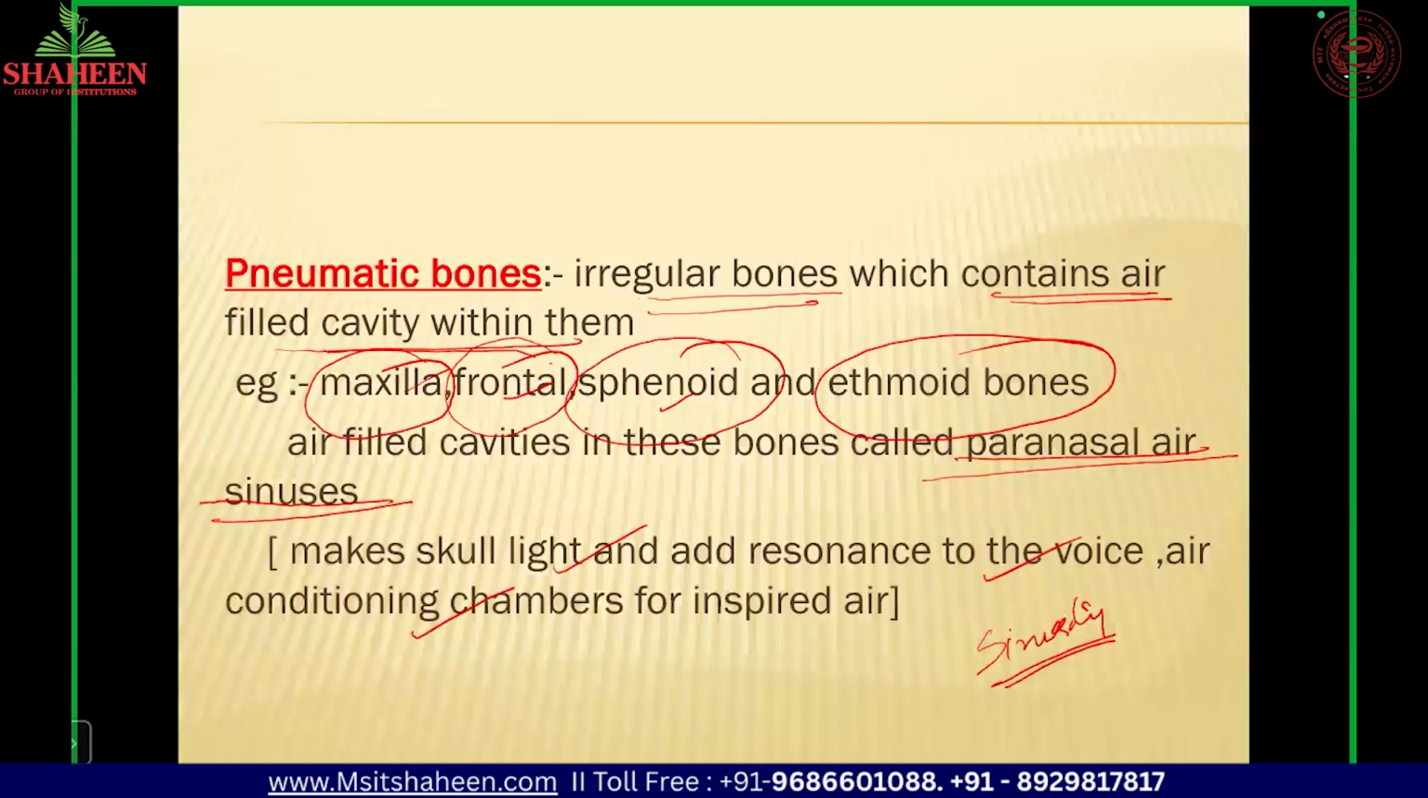If any infection happens over the sinuses, that is known as sinusitis. So in these bones, you will get these kinds of sinuses, so they are known as pneumatic bones: maxilla, frontal, sphenoid, and ethmoid.